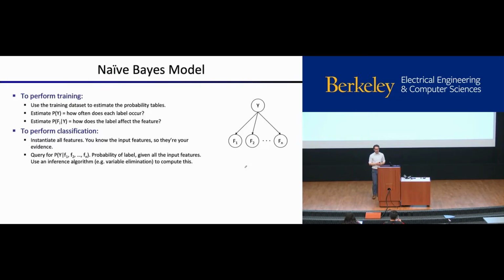Then when we try and perform classification, we know the input features, so all these f's become evidence variables, and then we just try and predict the remaining entry, which is the y. And we know how to do that from Bayes nets. We did a lecture on that. So this could be like variable elimination. It could be inference by enumeration, whatever. We know how to compute that stuff.